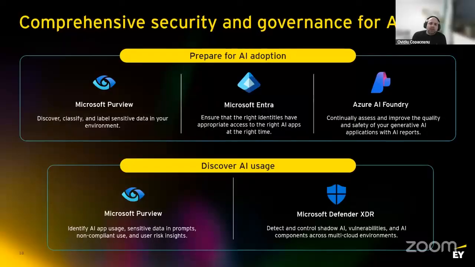The next phase will be discovering the AI usage. This is basically done here with Microsoft Purview and Defender XDR. With Purview, we identify the app uses sensitive data in prompts and non-compliant use. And with XDR, we are targeting the shadow IT vulnerabilities and AI components across the multi-cloud environments.